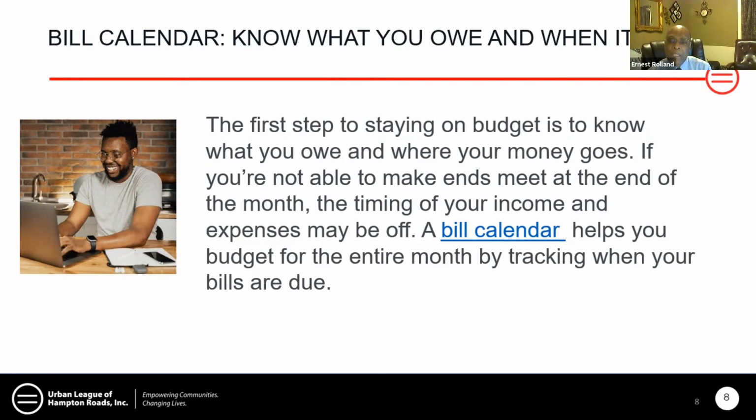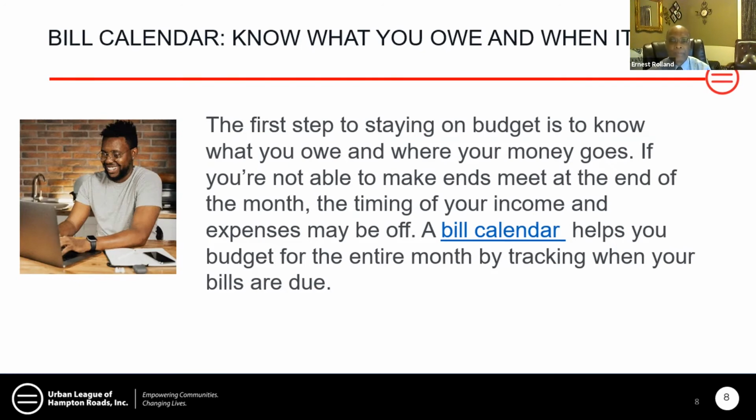If you're not able to make ends meet at the end of the month, the timing of your income and expenses may be off, as I alluded to a few seconds ago. The bill calendar helps you to budget for the entire month by tracking when your bills are due. And again, this is in the chat box.